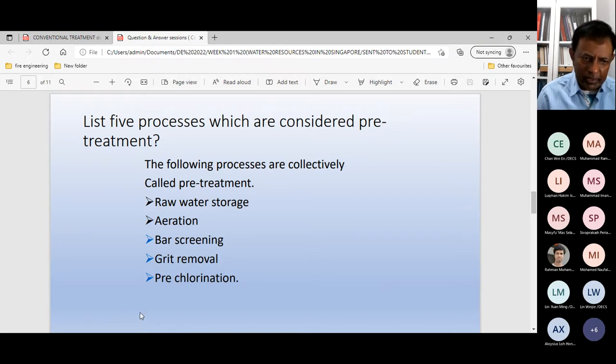flow. Then finally, you also need to pre-chlorinate, which means before that water goes through the treatment process, you need to introduce chlorine and make sure that the chlorine content is able to purify and disinfect the water that is going into the treatment plant. So five of them are considered as pre-treatment.